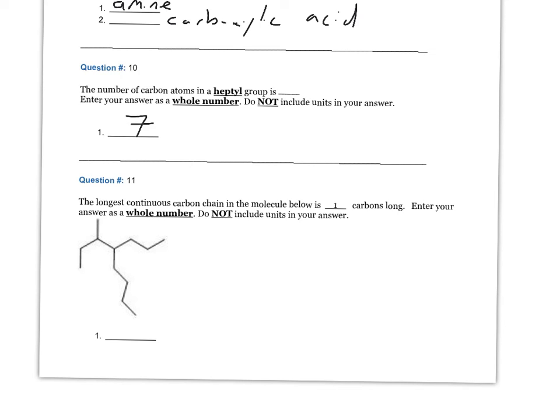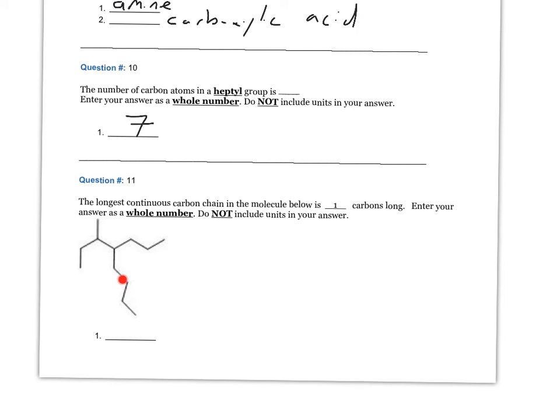Question number 11. The longest continuous carbon chain in the molecule below is blank carbons long. Enter your answer as a whole number. Do not include units in your answer. In other words, do not write carbon, just the whole number. There are 4 different places you could start: here, here, here, or here. So the rule is start where you have the most carbon.